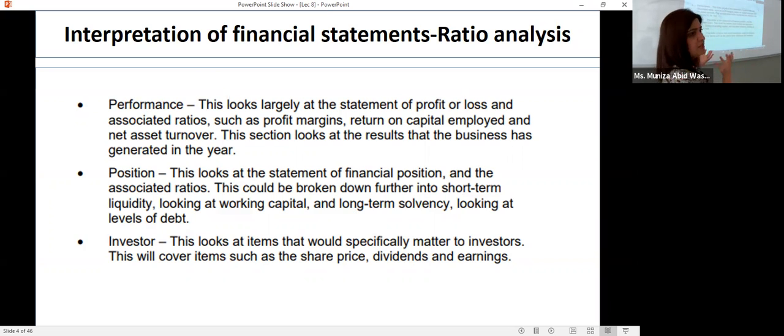So over here, we are going to calculate the liquidity ratios. If you can recall your F3, F2 as well, liquidity ratios, then quick ratio, acid test ratio, which is also known as current ratio. So these are going to give you an analysis of the position of the company. So this looks at the statement of financial position and the associated ratios. This could be broken down into short-term liquidity, looking at working capital, and long-term solvency, looking at the levels of debt. So we are going to cover gearing ratios in it as well. We are going to cover working capital ratios in it as well. What is working capital, students? Can anyone tell me?